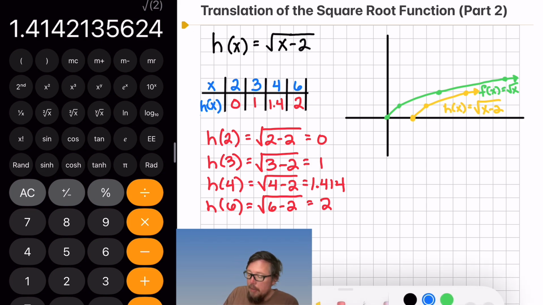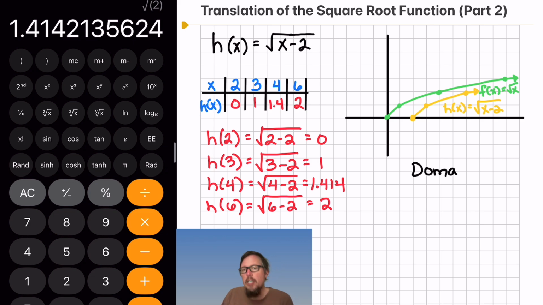So let's talk about the domain, which we hinted at earlier. We said we could not plug in a number lower than 2, or we would end up with the square root of a negative. That means the lowest number we can use for the domain is 2. So our domain is all numbers 2 and higher. So x must be greater than or equal to 2.